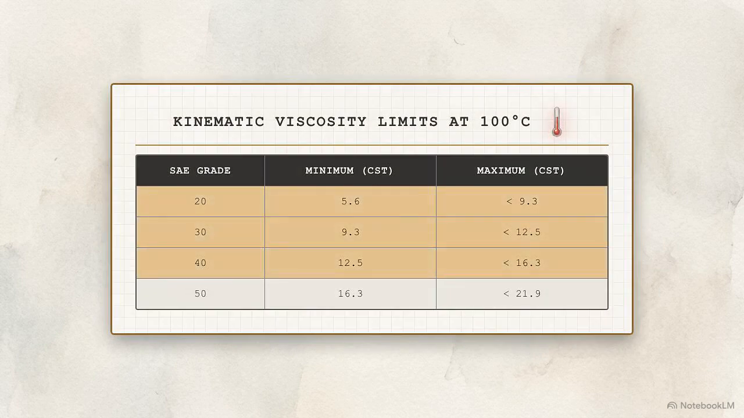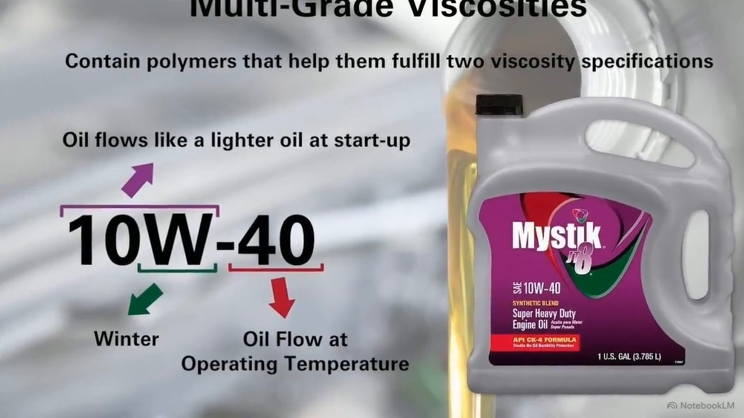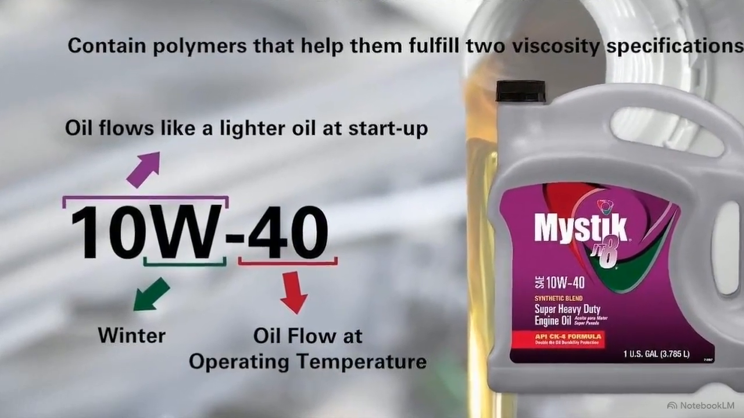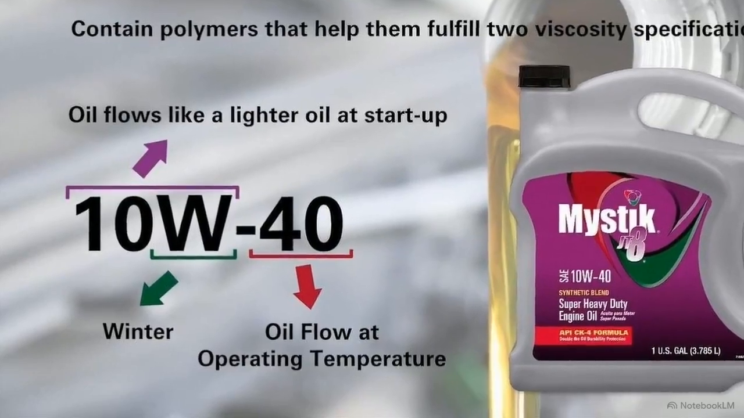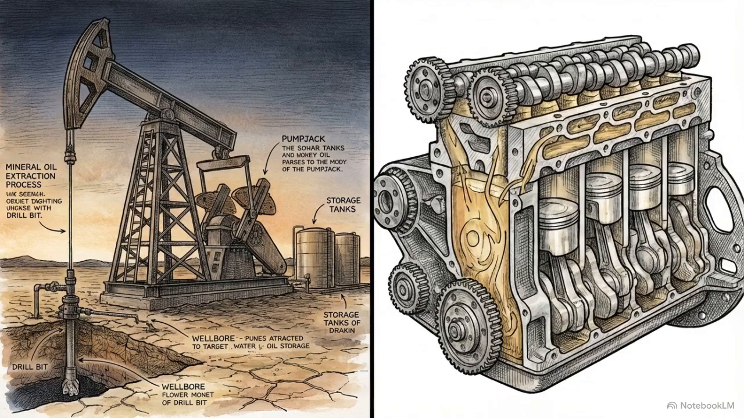Moving up, we see SAE grades like 20, 30, and 40, alongside their required kinematic limits at a highly elevated 100 degrees Celsius. That high temperature rating is the second number. In a 10W40 oil, the fluid behaves like a thick SAE 40 grade when hot, providing a robust protective film during high-speed, high-temperature operation. The base stock of these oils varies.